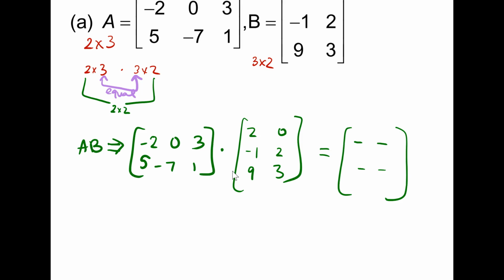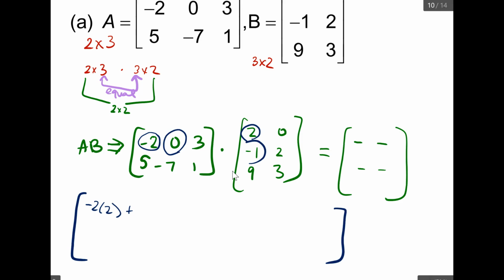For the top left corner, I need to go across the first row, down the first column, and multiply every single step together. What I mean by this is I'm going to take -2 times 2, add it to 0 times -1, so I'm going across and down, across and down. What's the next one? Across, 3, down times 9.